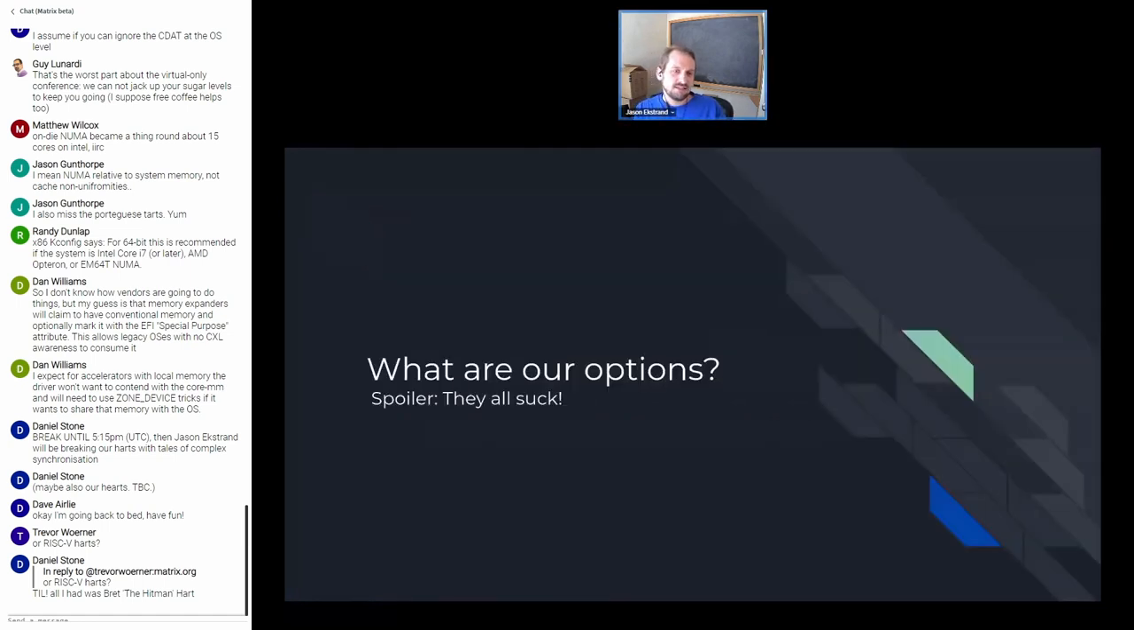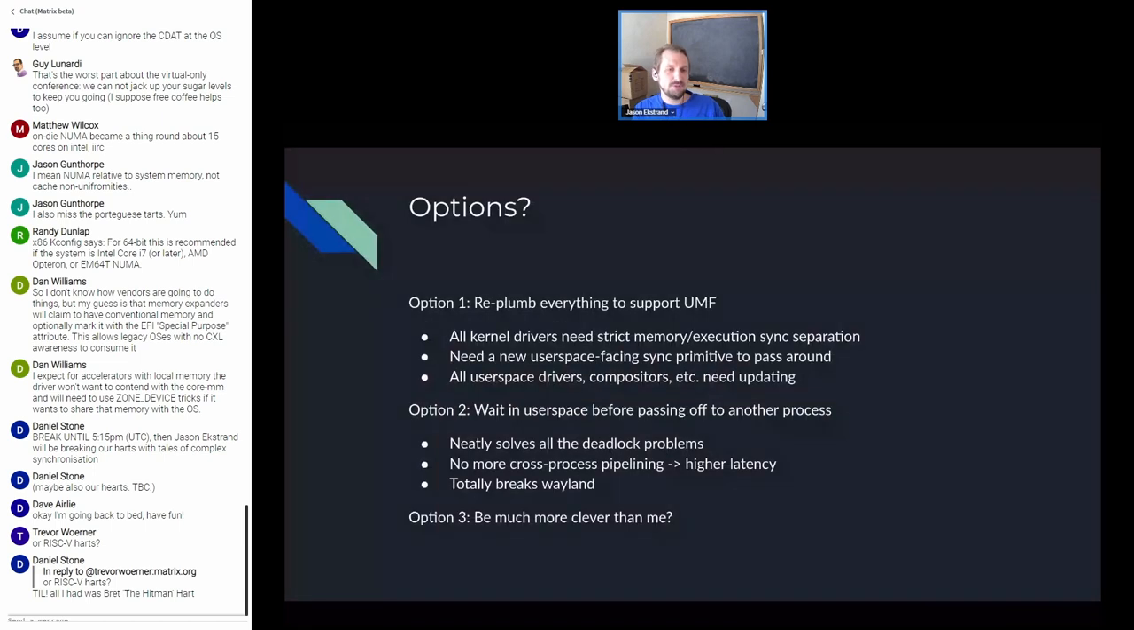So what are our options? Where I sit, what I've seen so far, we have basically three options. One, we can replumb absolutely everything. This includes all the kernel drivers needing to separate memory and execution synchronization. We need a new user space facing synchronization primitive. We need all of our user space drivers to switch to this synchronization primitive. We need all of the distros to ship all of the new things, and we can build a new world.